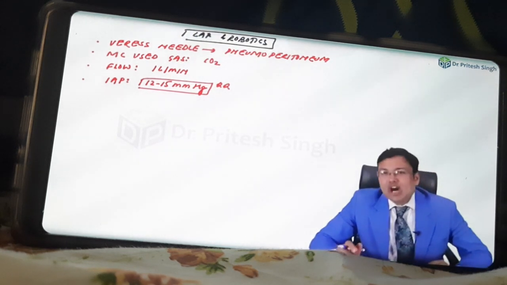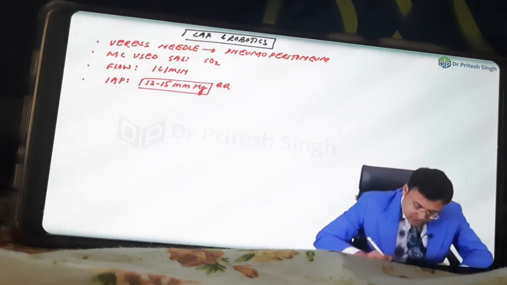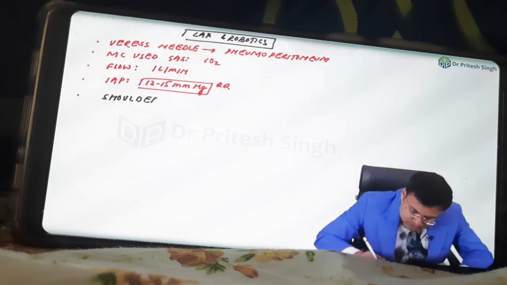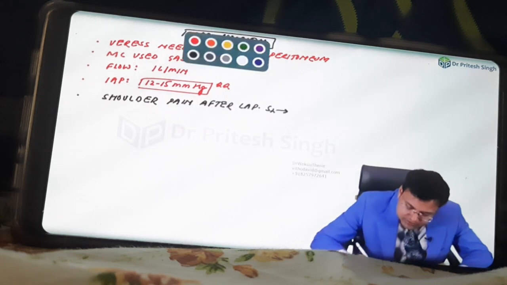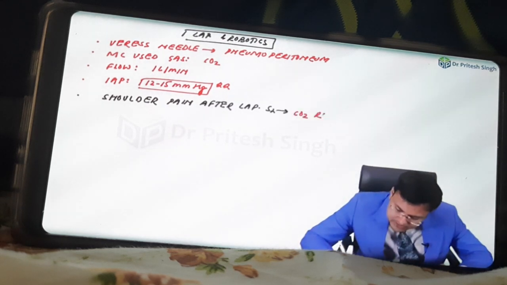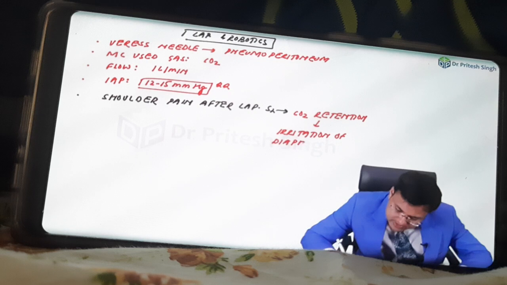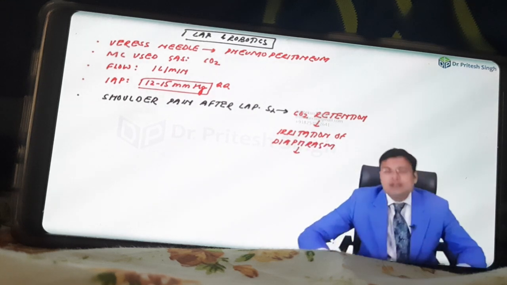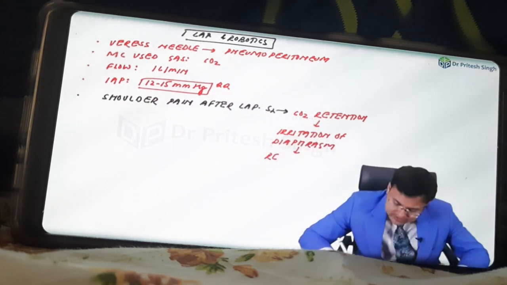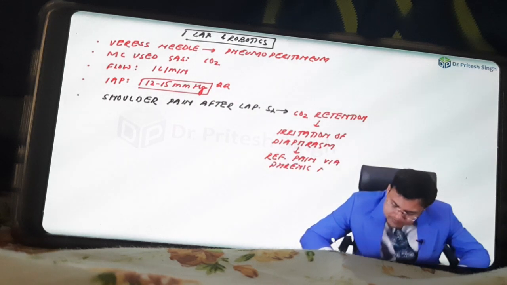Some patients complain of shoulder pain after laparoscopy. What's the cause of shoulder pain? It's due to CO2 retention. Because of this CO2 retention, there is irritation of the diaphragm, and because of this, there is referred pain to the shoulder via the phrenic nerve.